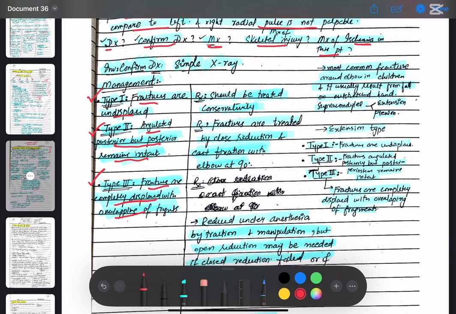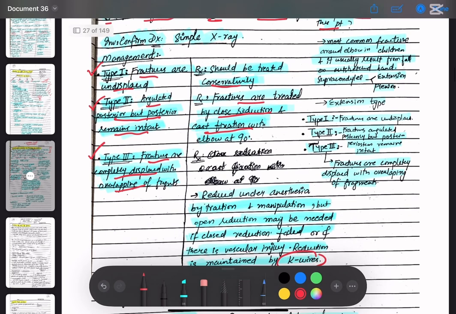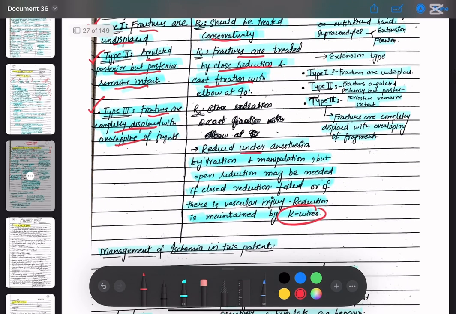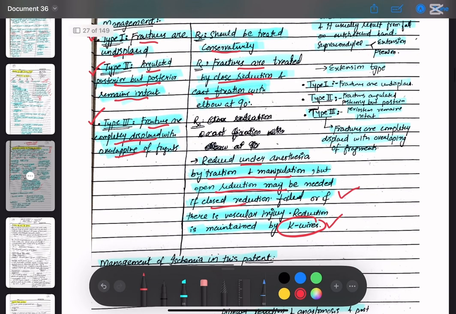So the treatment for type 1 is conservative treatment. For type 2, the fractures are treated by closed reduction and cast fixation, and in type 3, reduced under anesthesia by traction and manipulation, but open reduction may be needed if closed reduction failed or if there is vascular injury. If the closed reduction can't be done, then surgery is done, that is open reduction, and the reduction is maintained by K wires.